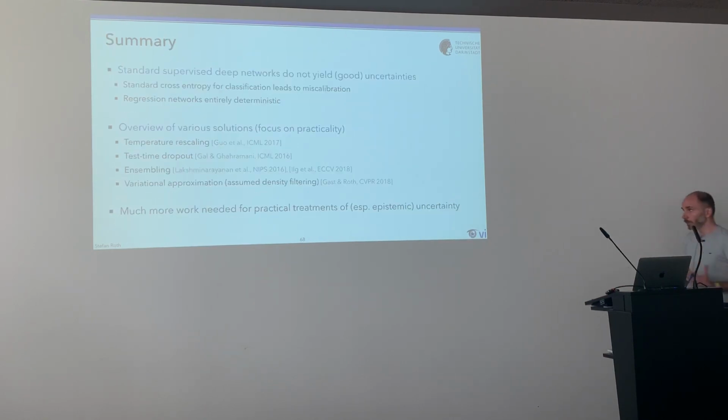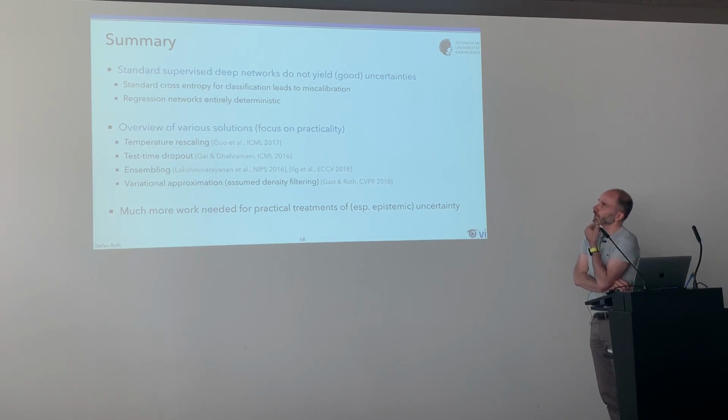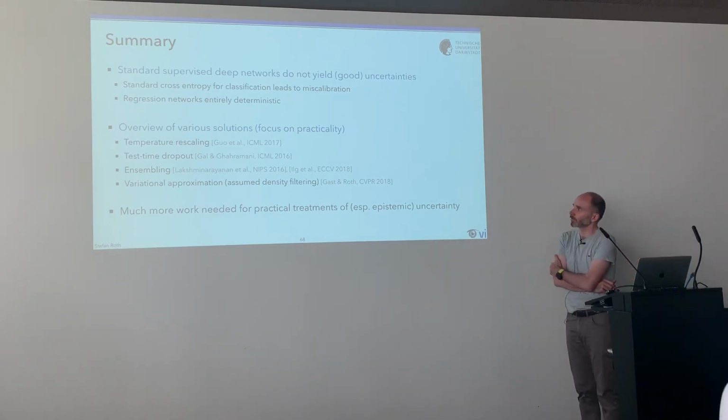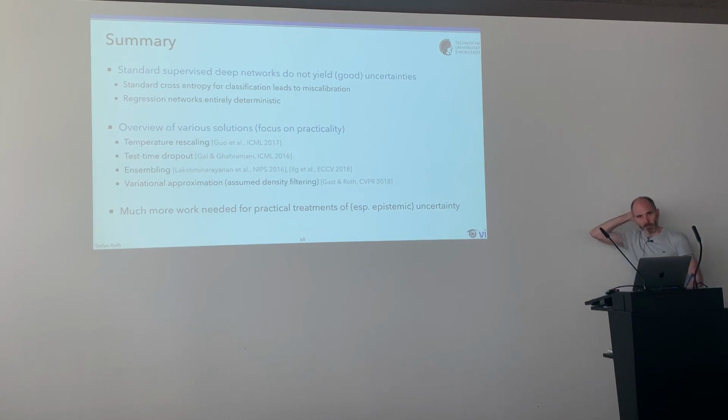So to sum up a bit more broadly, I tried to tell you that standard supervised deep networks don't yield good uncertainties, especially in the calibration case where the distribution is highly miscalibrated. And in regression, we don't get any uncertainty at all in 99% of the cases that we see today. But there's a number of solutions, and there's many more. I only presented you the ones that I regard as highly practical.